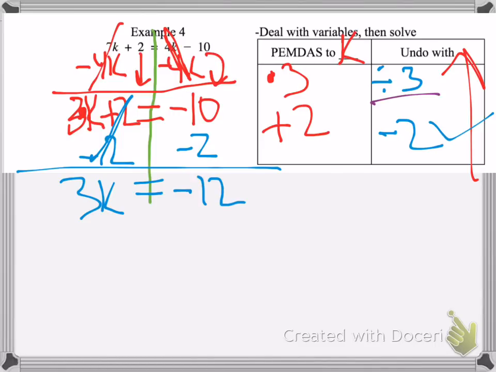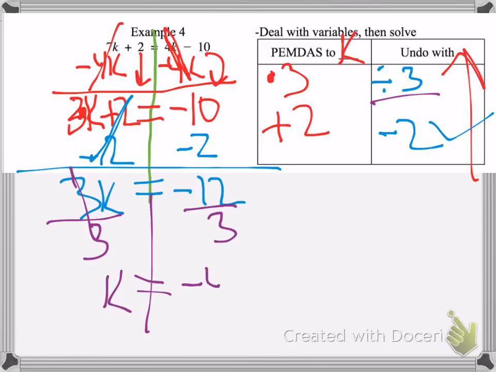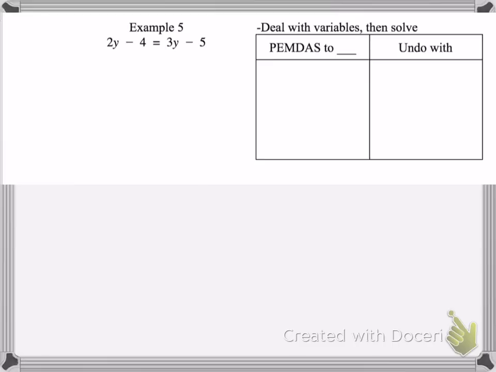And now we're going to divide by 3. So divide by 3, divide by 3. 3 divided by 3 is 1, so we got 1k equals negative 4. Negative 12 divided by 3 is negative 4. You can check your answer by plugging it back in for k. I think there's one more. Yep, this is the last one.